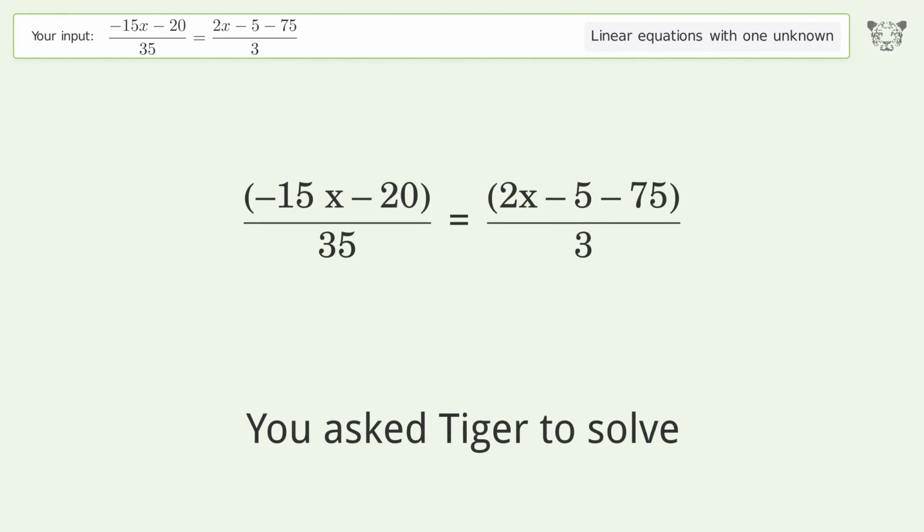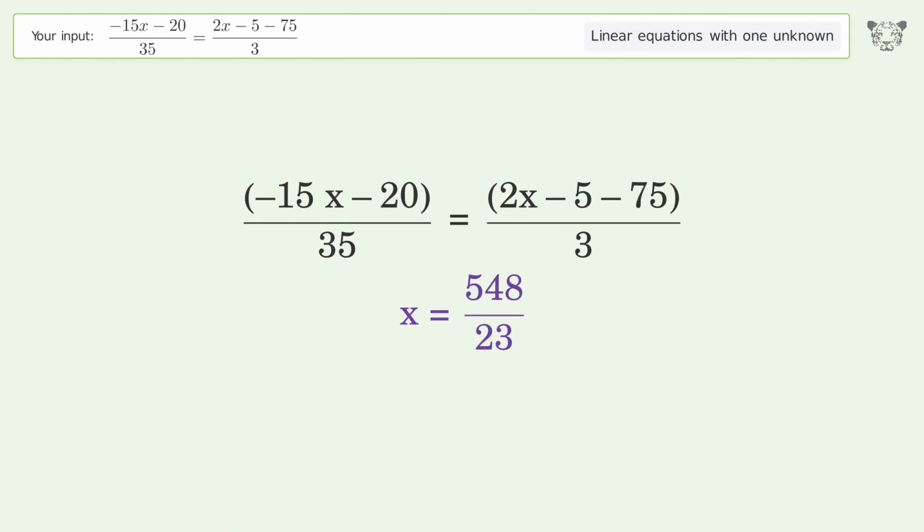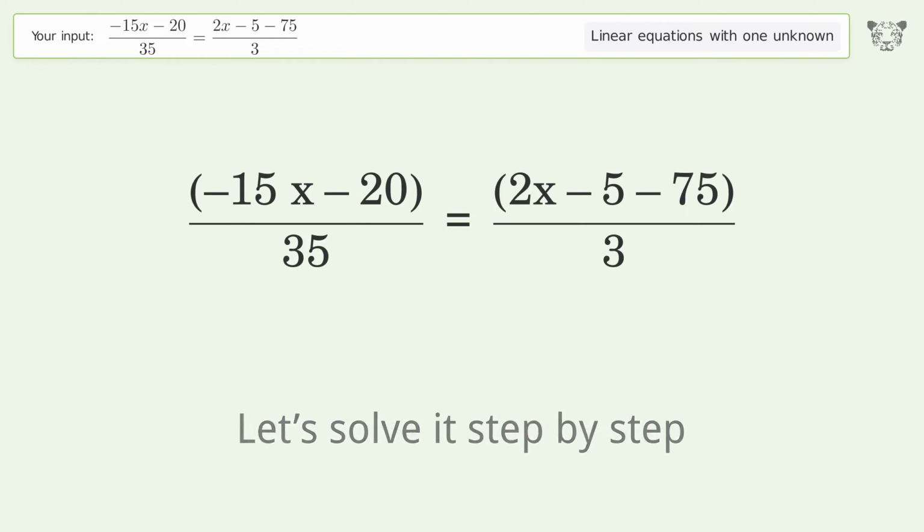You ask Tiger to solve. This deals with linear equations with one unknown. The final result is x equals 548/23. Let's solve it step by step.